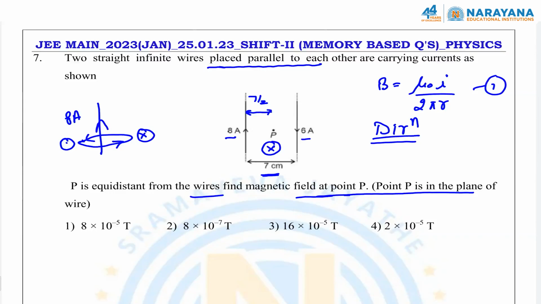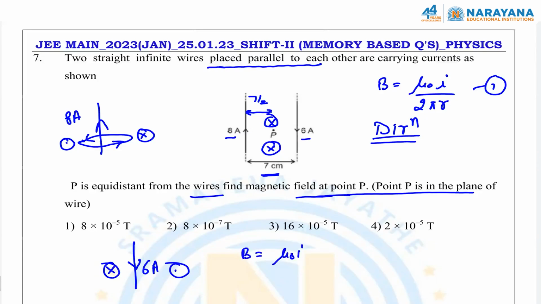Now let's talk about the 6 ampere wire. The 6 ampere wire is going down. So if you grab it in your right hand and apply the thumb rule, the field over here will be cross, it will be dot. So field due to both the wires are cross, so they will be added.